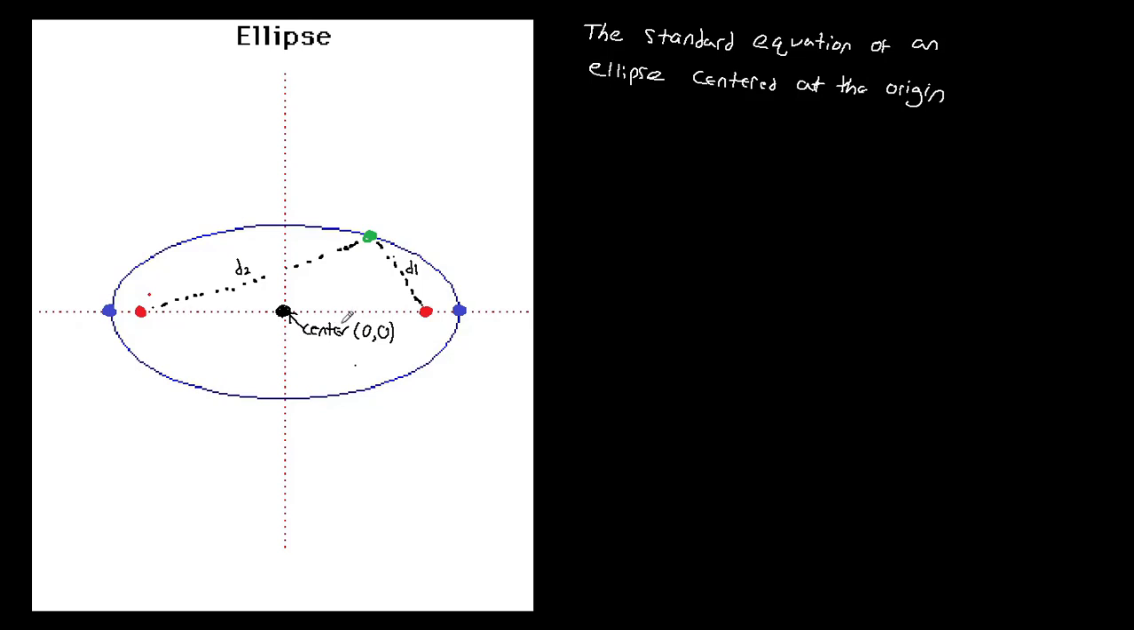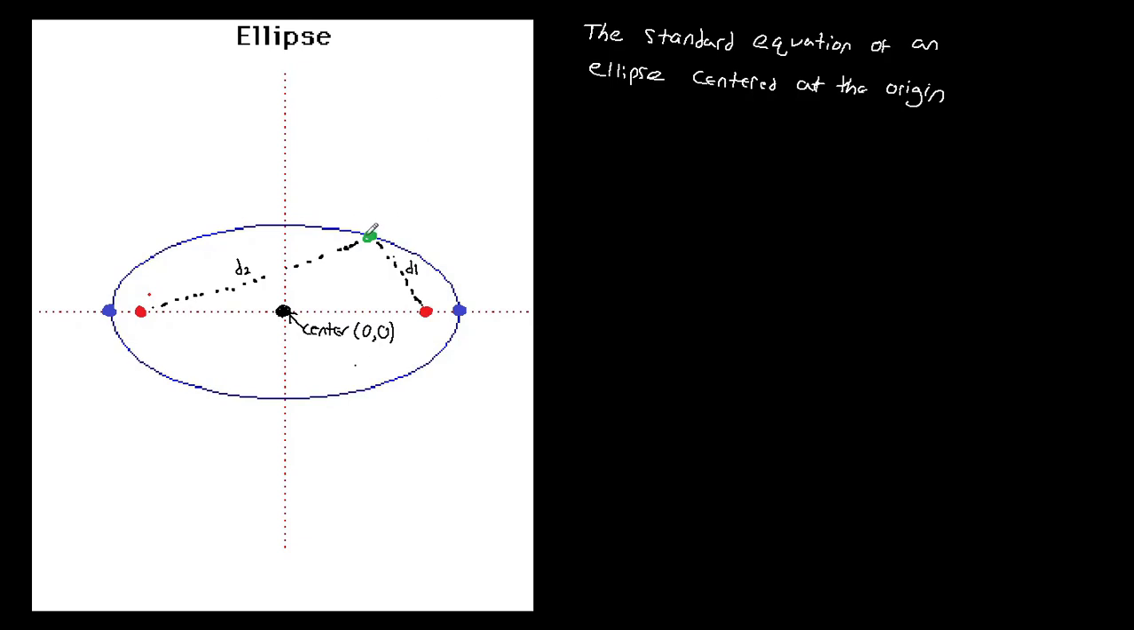And all we're going to do is take into account 5 points: the 2 vertexes, which are along the major axis, the 2 foci, which are also along the major axis, and then some point. This point could have been any point along the ellipse; I just chose this one. Then we're going to take into account the distance between this point and both foci, which I've labeled D1 and D2.